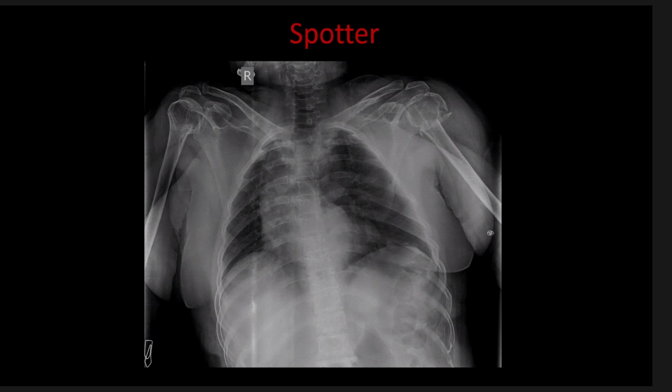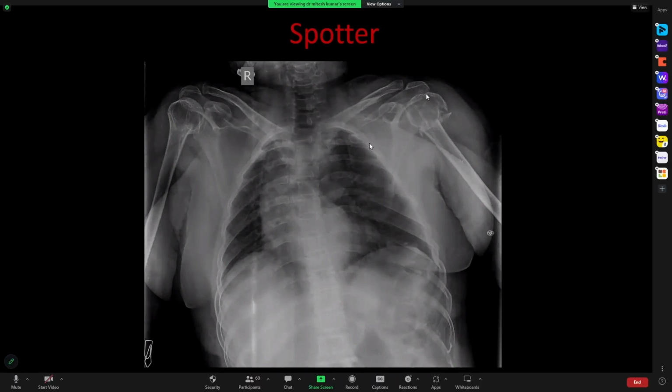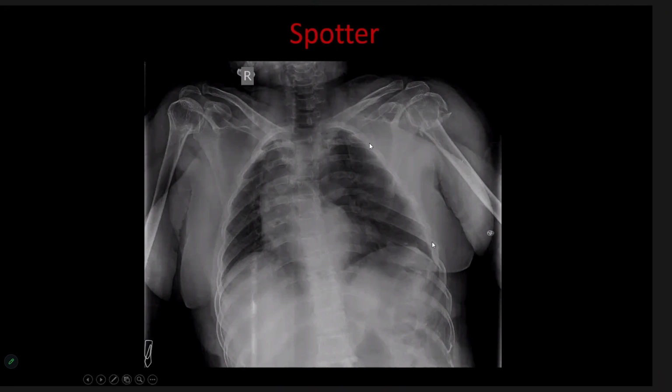Yeah, few candidates have picked up well. A few candidates have written right side also fracture. Yeah, even I thought so, but I'm not very sure. I do not have another view of this. But let's concentrate on the obvious pathology: fracture in the surgical neck of the left humerus and multiple rib fractures.